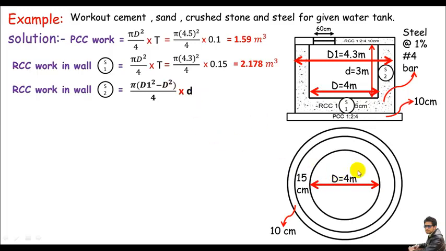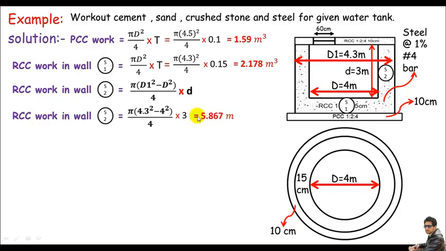So plug and chug in, we can get, of course, the RCC work in wall: pi times (4.3 square, negative 4 square) divided by 4 times the depth, which is just 3 meter. If you do a little mathematics with this, you can get 5.867 cubic meter.